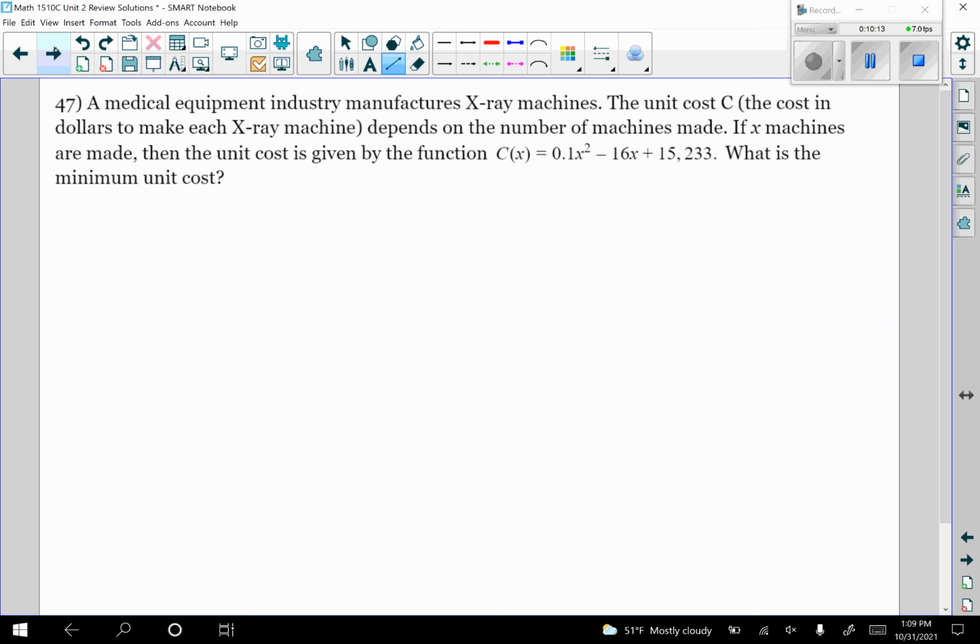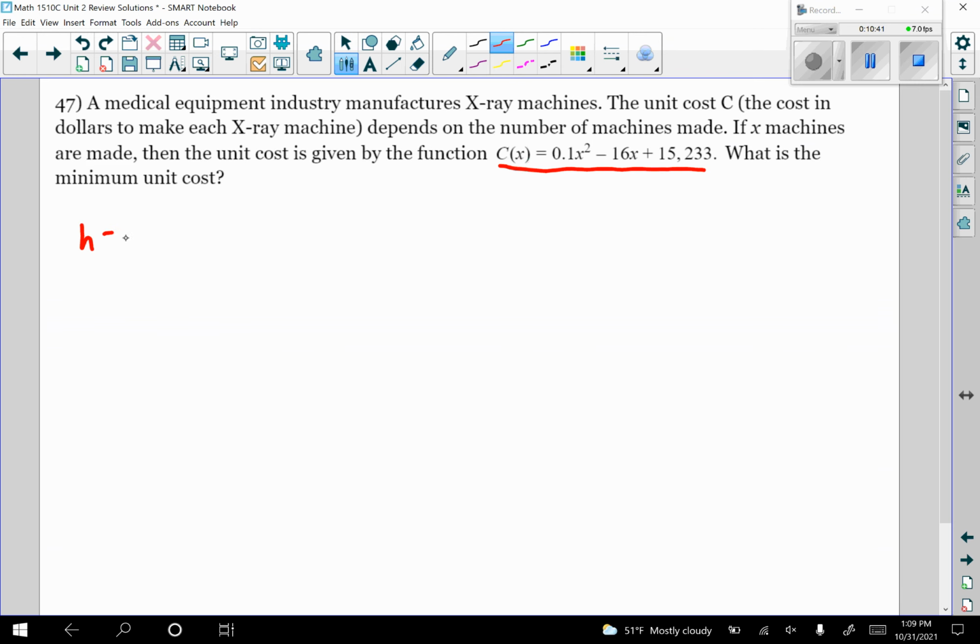All right, 47, we do need a calculator for this one, but I'm not going to ask you one on the test here. So this problem is about medical equipment that manufactures X-ray machines. The unit cost here is given to us right here, C of x. So if x machines are made, then the unit cost is given by this function. What is the minimum unit cost? So we're just trying to find the vertex of this.